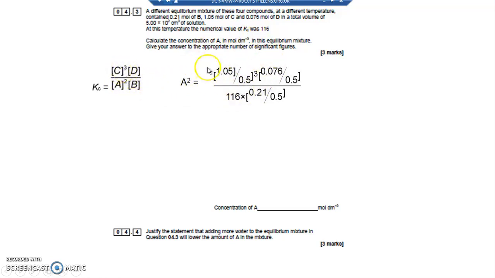I've got the concentration of C is 1.05. I've got the number of moles, by the way, and concentration is moles divided by volume, so I need to divide by the volume. The volume is 5.00 times 10 to the power of 2 centimeter cubed. We've got to get into decimeter cubed, so I divide by 1,000 to get centimeter cubed into decimeter cubed, 0.5 decimeter cubed. And so I can divide each of the moles of C, the moles of D, and the moles of B by the volume.